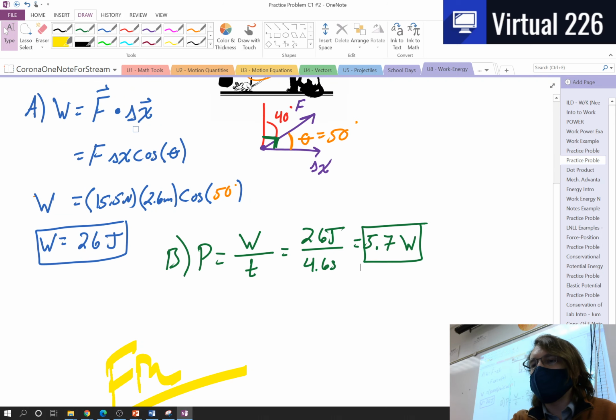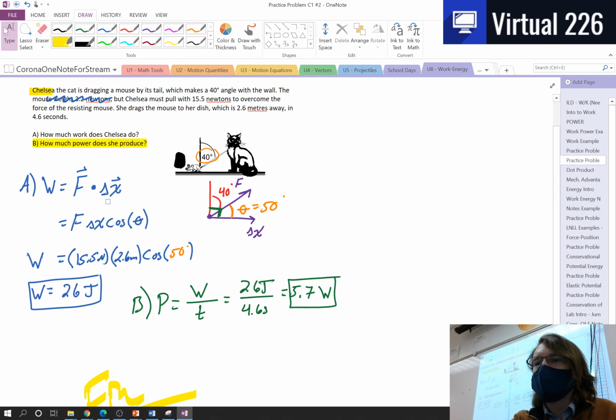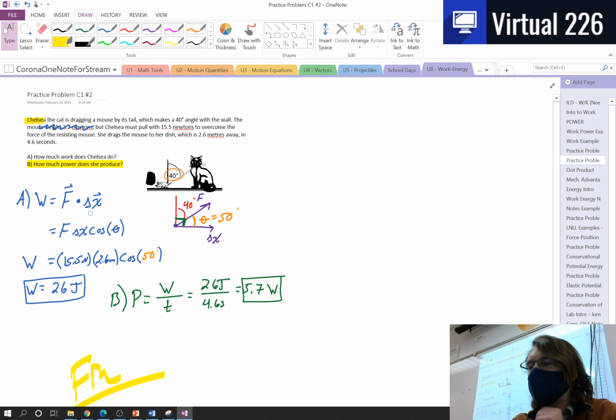This problem's now finished. Nothing too crazy there. Just a quick little work problem and a little bit of power. Once again, the big things on these problems are redrawing pictures for your forces and displacements so you can get that angle right, and recognizing that you're looking for a force, not a weight, when entering it into that work equation. Okay?